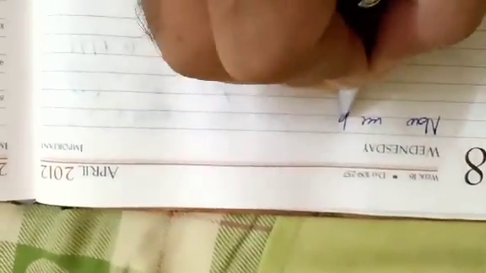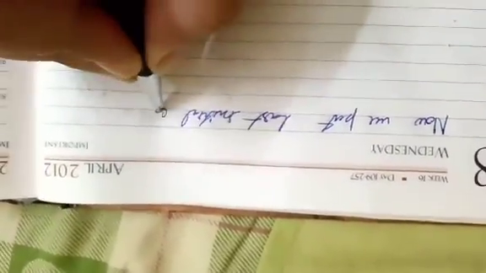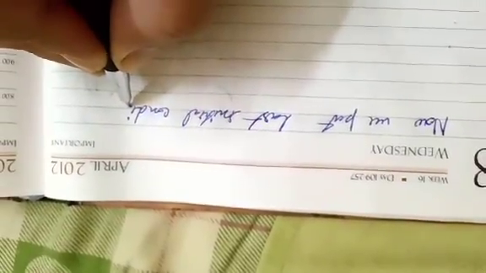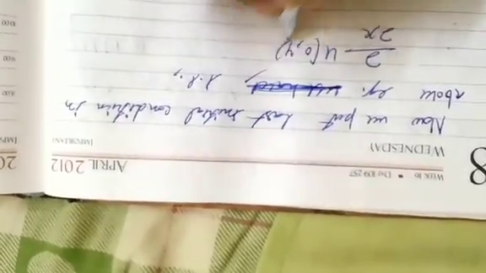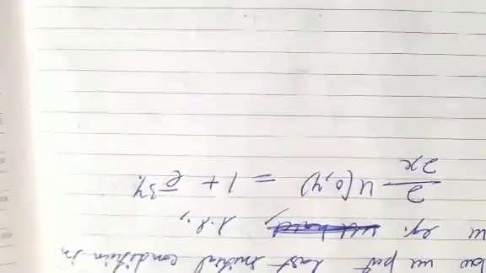Now we put the last initial condition in the above equation. We have the last initial condition, that is del u over del x u of 0 comma y, this will be 1 plus e to power minus of 3y. So to put this initial condition, first we differentiate equation 7 with respect to x.